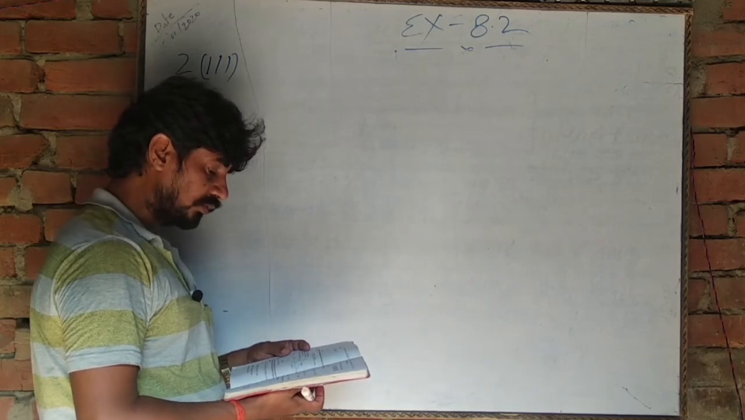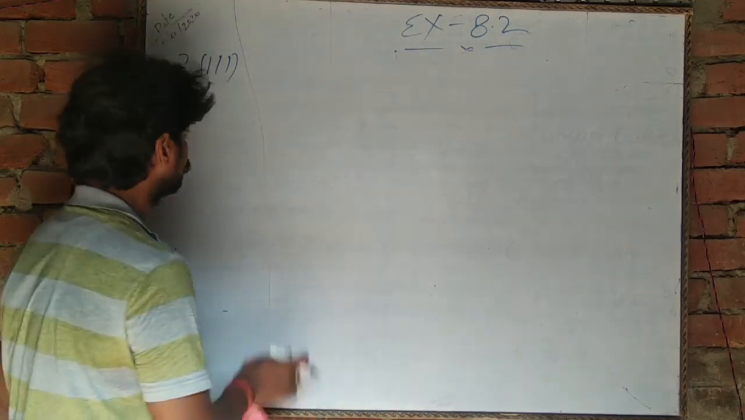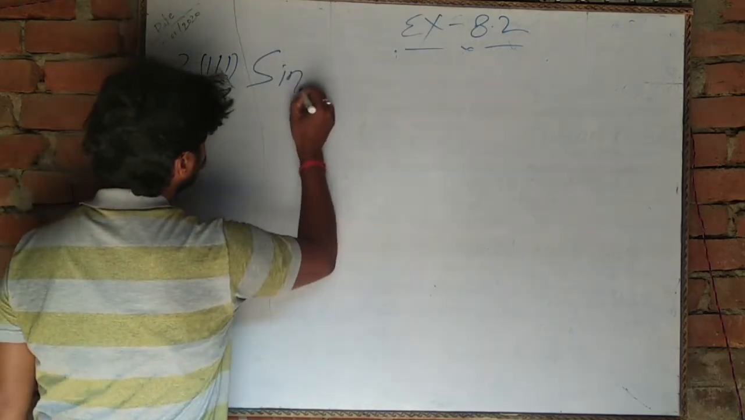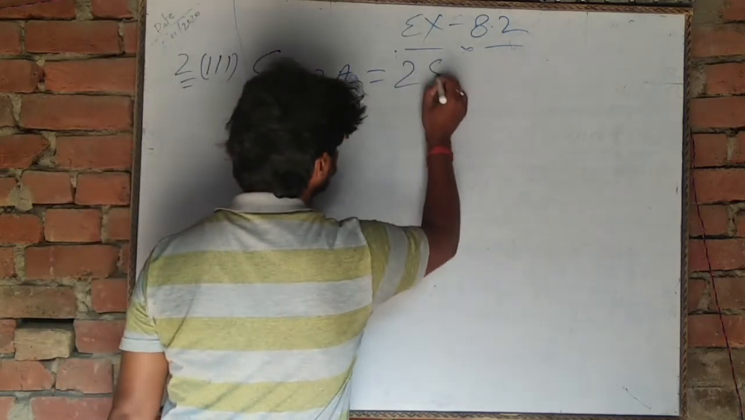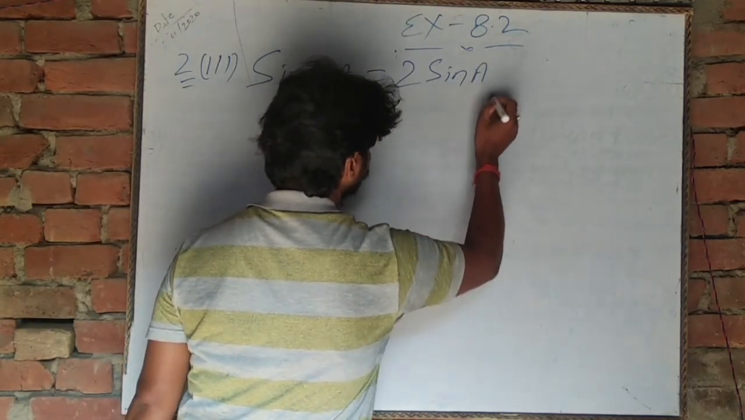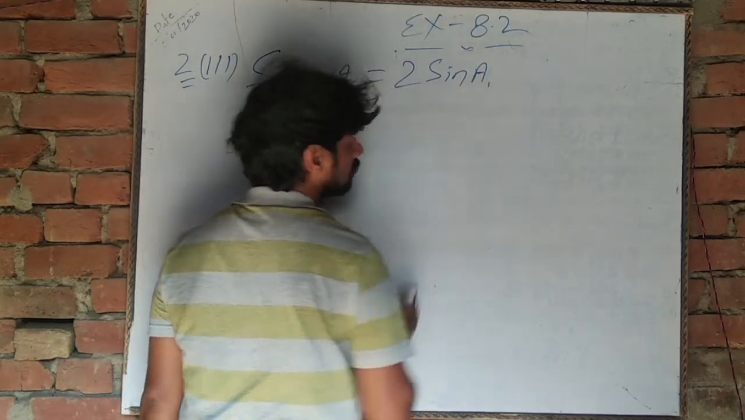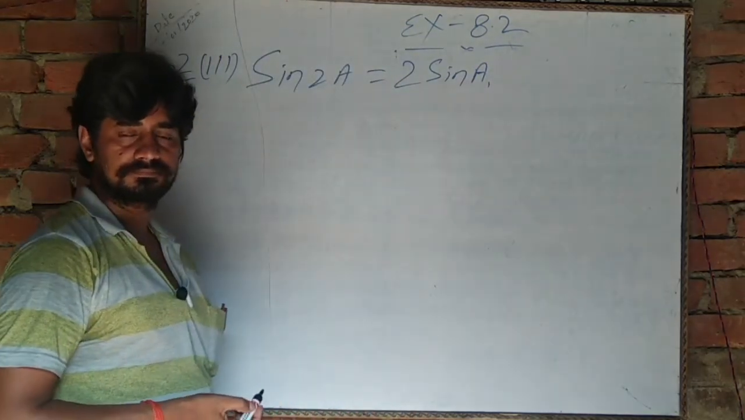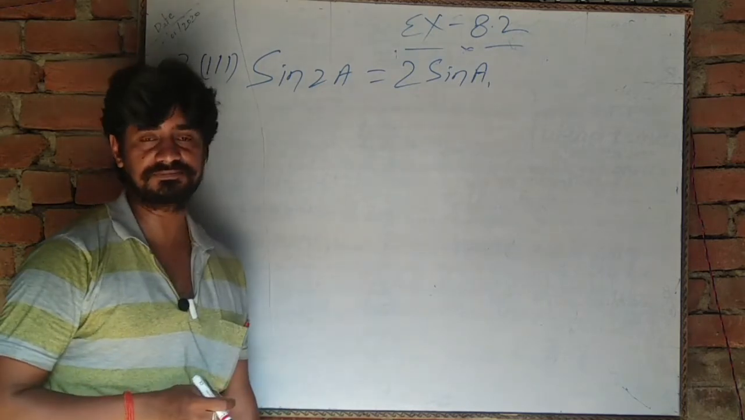Sin 2A is equal to 2 sin A is true when A is equal to what? Sin 2A is equal to 2 sin A, when we have no idea, so firstly we will justify it.